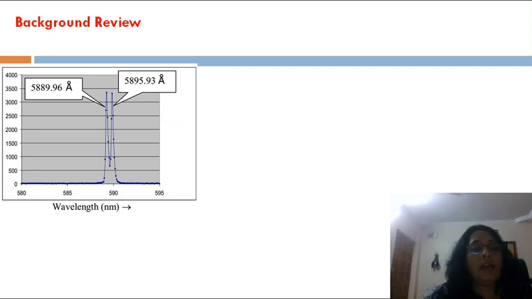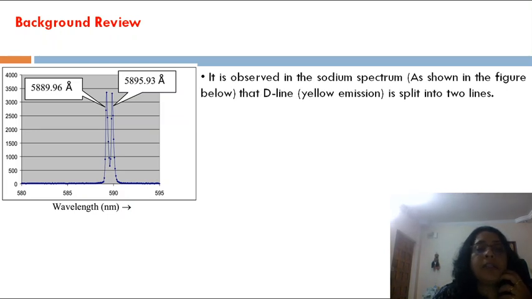This spectrum is split if it is resolved properly. If we use a high resolution spectrometer, then it is possible to resolve the spectra. Otherwise, if there is no high resolution, it will be observed as a single line. But with a high resolution spectrometer, it is observed to be split into two very closely separated wavelengths. These are referred to as doublet spectra. This graph is actually the sodium spectrum, the D line, which splits into two lines.